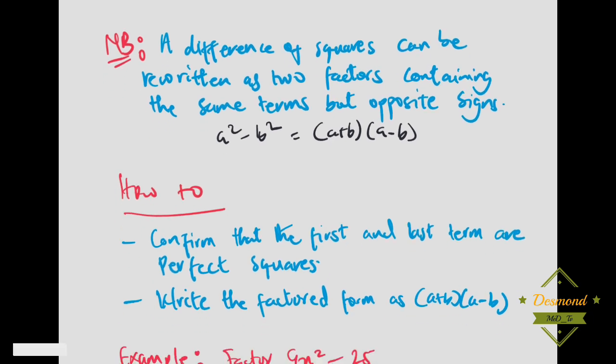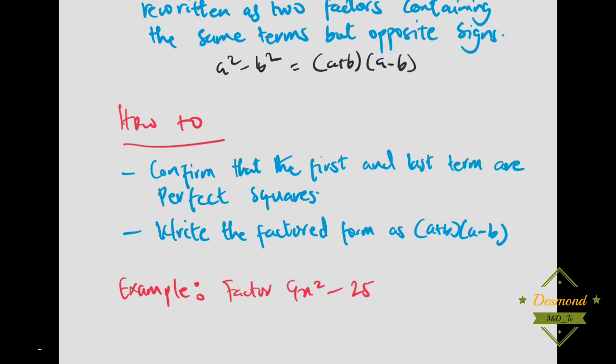So how do we do this? The first thing that you need to do is to confirm that the first and the last term are perfect squares, right? And the second thing that you need to do is to write the factored form as a plus b multiplying a minus b.